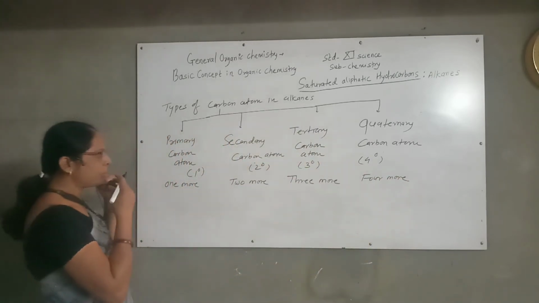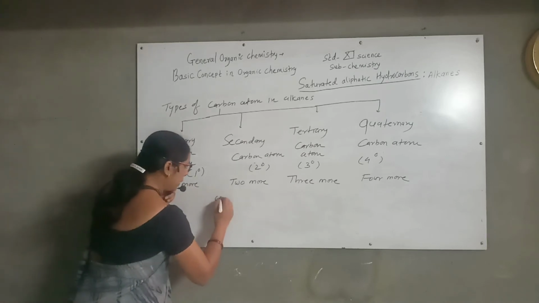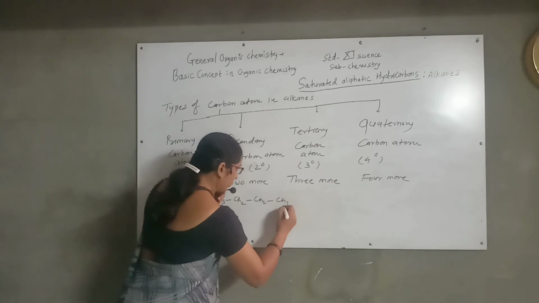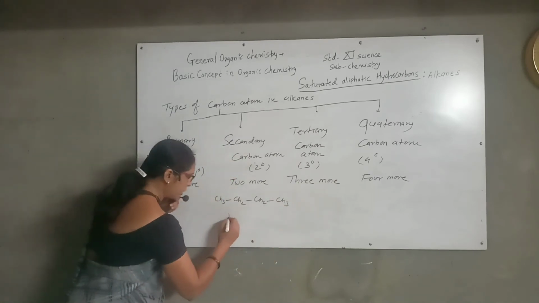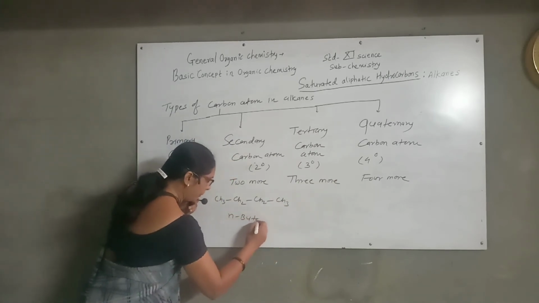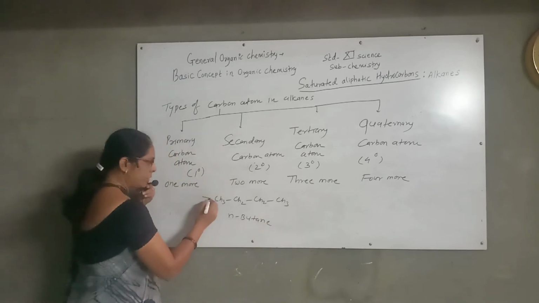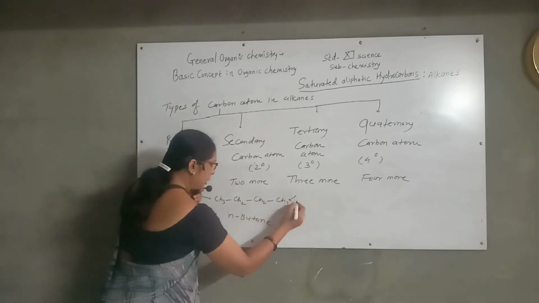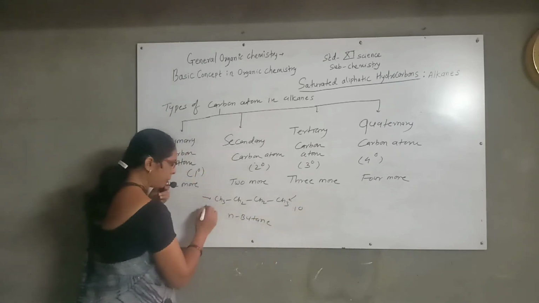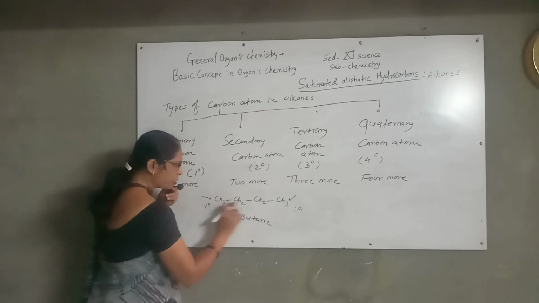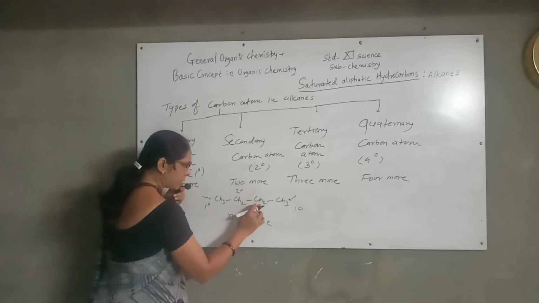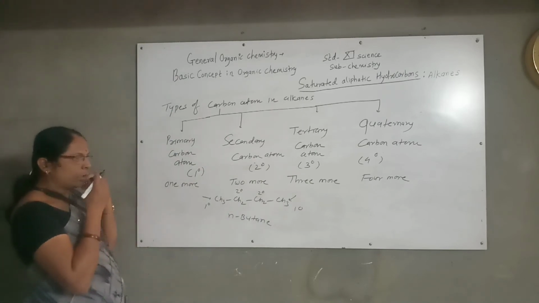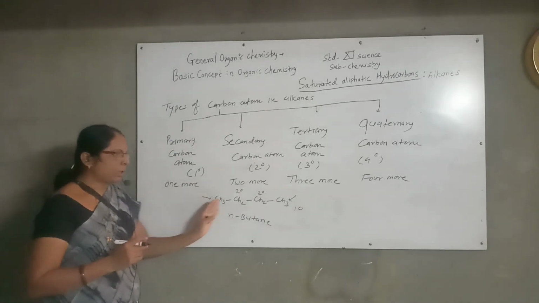When you consider an example of the secondary carbon atom, if I write butane, what happened in butane? It is a straight chain, so I say it is n-butane. In n-butane, the terminal carbons are the primary carbons. Now this carbon is attached to 2, so it is a secondary. This carbon is also attached to 2, so it is a secondary. So n-butane has 2 types of carbon, primary carbon and secondary.